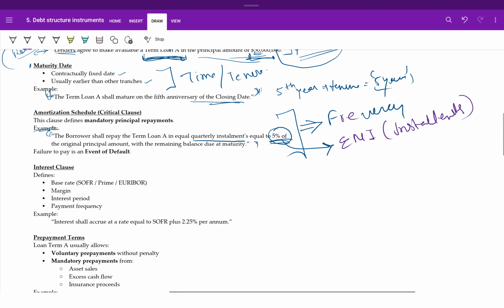So this clause does three things. It forces steady deleveraging, reduces the lender's exposure every period, and converts performance into contractual obligations. And failure to pay is an event of default, there is no discretion here. You cannot be let go if there is any failure, so necessary actions will be taken against the borrower.